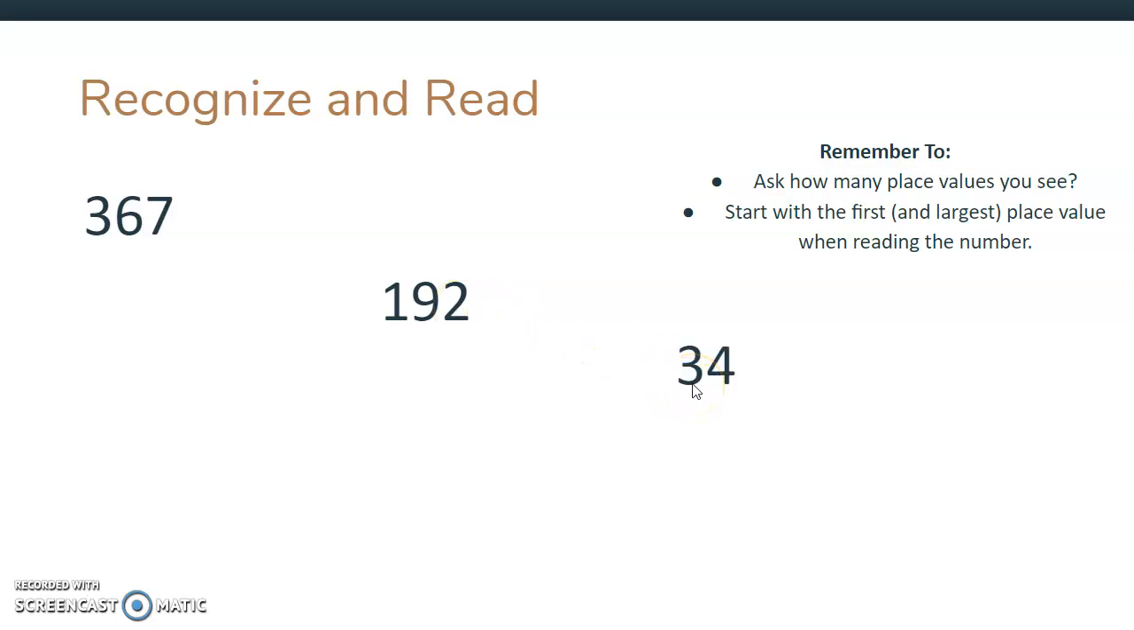Okay, this one is a little bit different. I see I only have 2 place values, so that means I will not have any hundreds. The 3 is in the tens spot. So here I have 3 tens. We know 3 tens are 30, so this number is 34.